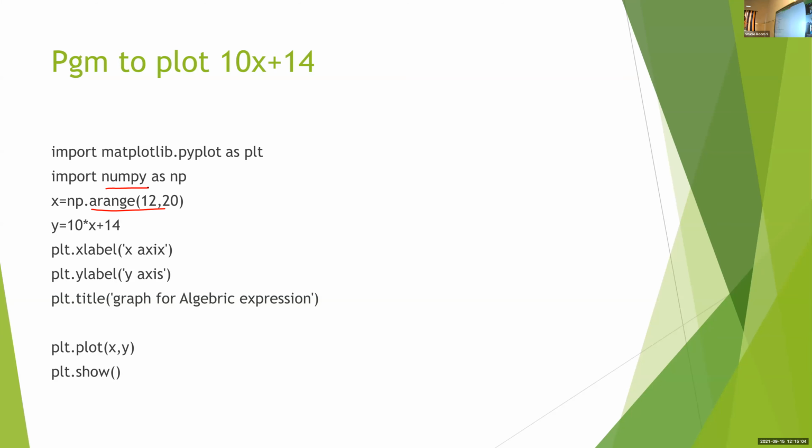Sneha, here what is the value of x? x is equal to np.arange(12, 20). Which are the values assigned for x after executing that statement? It is starting from 12, no? Yes, ma'am. Like when the y equals 10 into x plus 14 is there. It is not for y. I'm asking about the value of x.